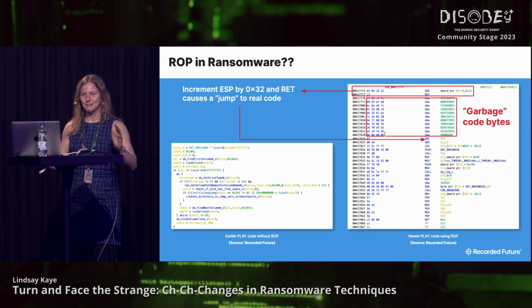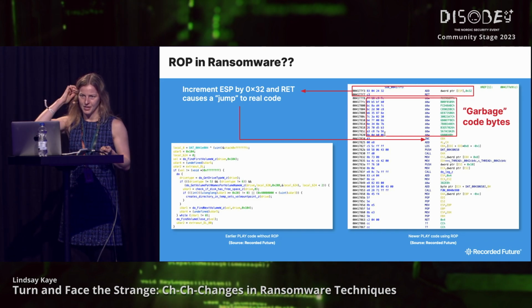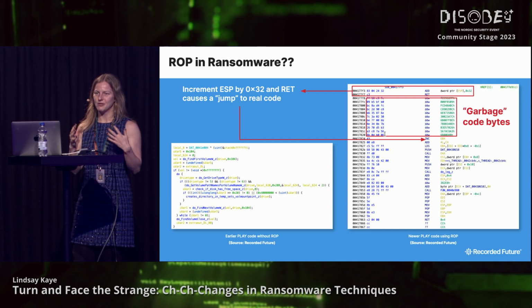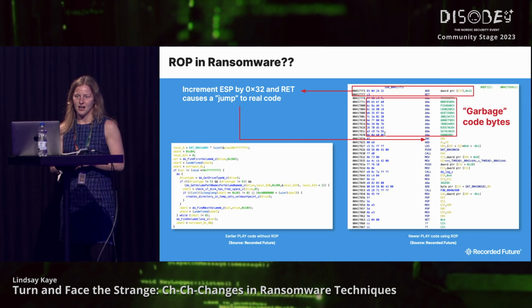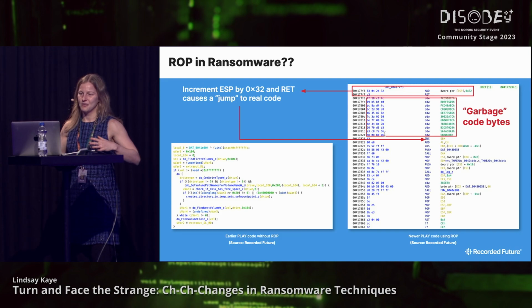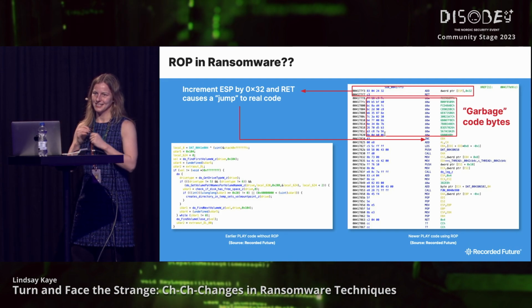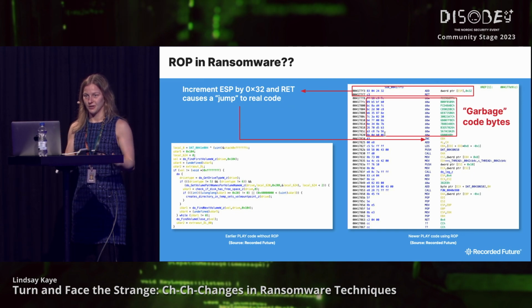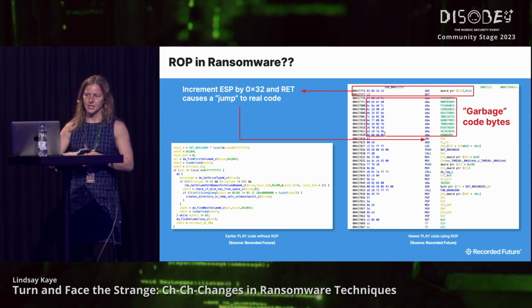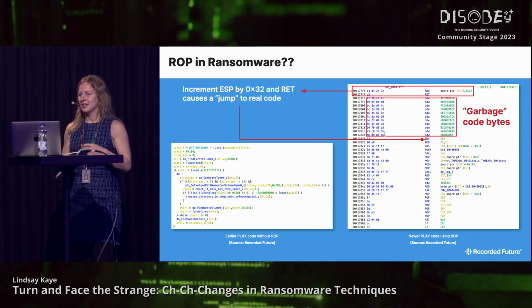So, ROP and ransomware. Yeah, I was surprised too. This is not something that I had ever really seen before, but it was particularly interesting. In case you're not super familiar with what ROP is, in this case it functions to make reverse engineering a little more challenging and to some degree acts as a control flow obfuscation technique. Basically, it takes advantage of how the return instruction works. You can see on the right an example here.